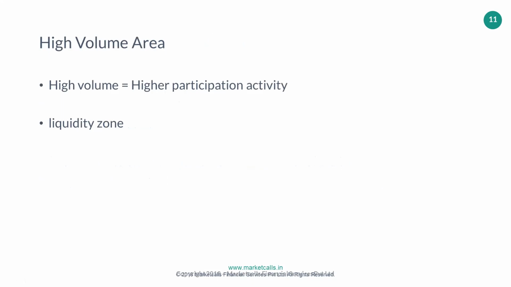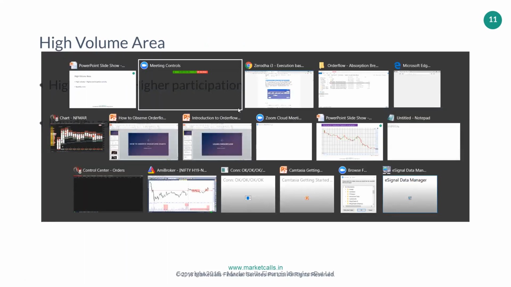Let's have a look into the high volume area. High volume area plays a major role in the markets. Of course, higher volume area means higher participation activity, right? So higher volume is always a result of markets traveling in highly liquid zones, whereas low volume area means price is traveling in a low volume zone. Maybe fewer participants are interested in those zones, which you can see from the market profile charts.